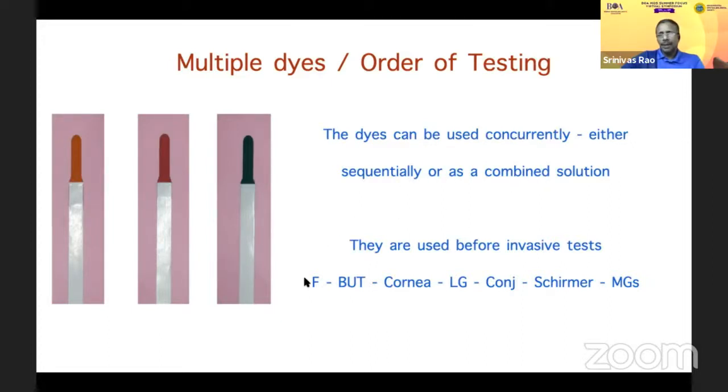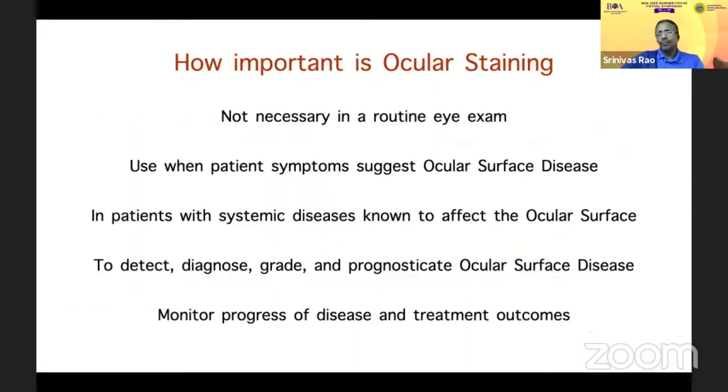And the order in which you want to use them is probably this: put in the fluorescein, look for the fluorescein breakup time, then assess your corneal staining patterns. Then if you don't have a yellow filter, put in lissamine green to look for the conjunctival staining. Then do your contact tests like the Schirmer. And finally, you can look at the secretions from the meibomian glands by expressing them.